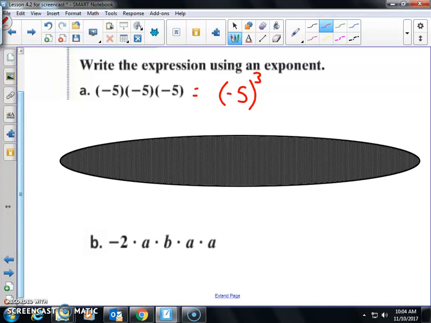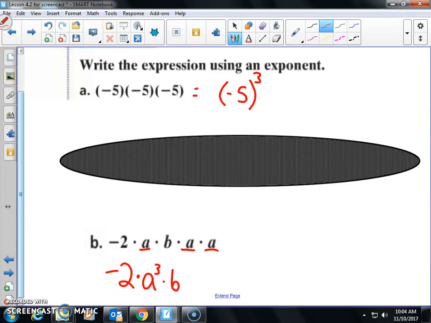Now in the second one, notice we've got letters, numbers, all kinds of things. Well, first thing I notice, here's a negative 2, or the opposite of 2. And there's no other numbers, so I'm just going to keep negative 2. Next thing I notice, I'm going to multiply by some letters. There's an A here, another A here, and another A here. So that means I'm going to multiply by A to the third power. And there's only one B, so I'm going to say times B.